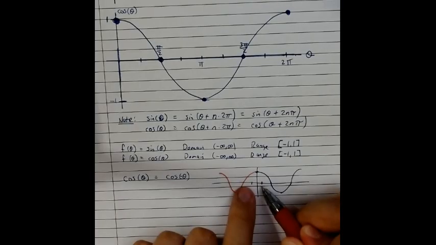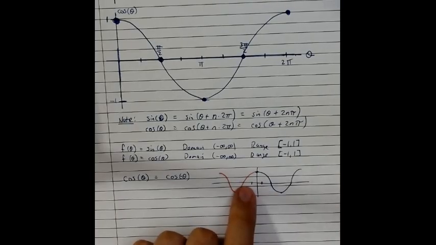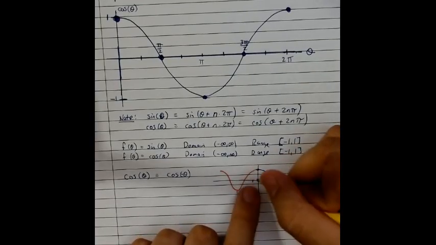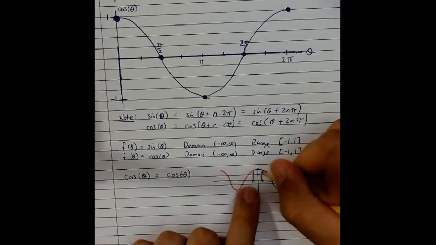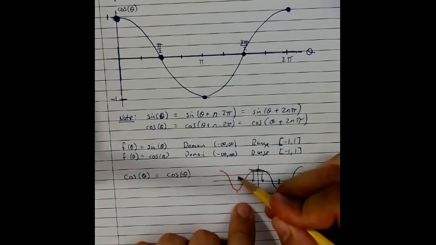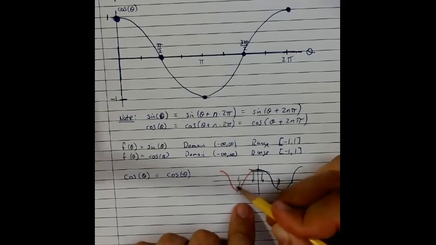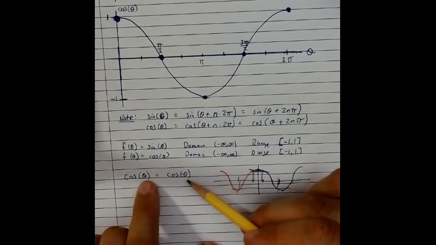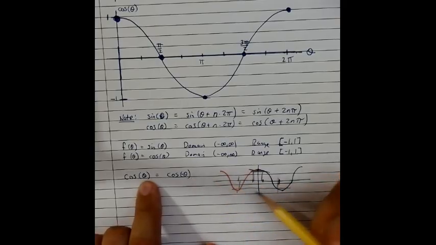Well, notice if I have a positive theta or a negative theta, as long as I'm the same distance away from the axis, I still end up with the same y value. So here if I have positive pi over 3 or negative pi over 3, it doesn't matter. The y value is still the same. The height is still the same. And same thing over here. If I have this positive theta or this negative theta, it doesn't matter. I still have the same cosine of theta.